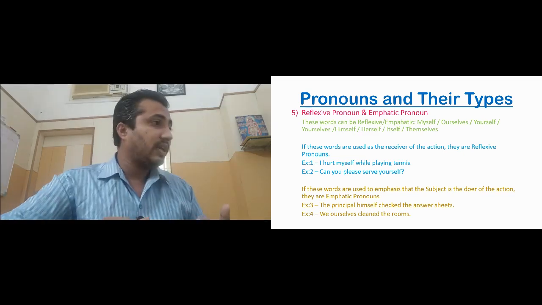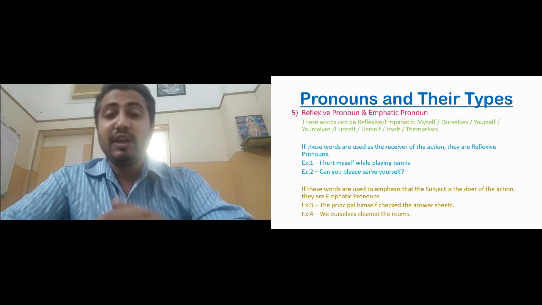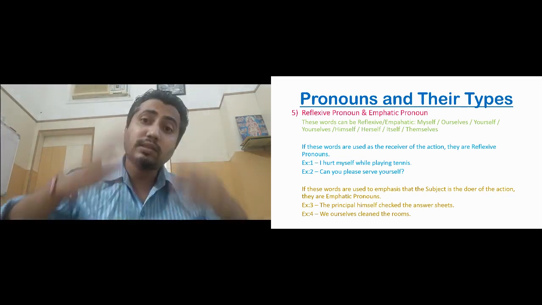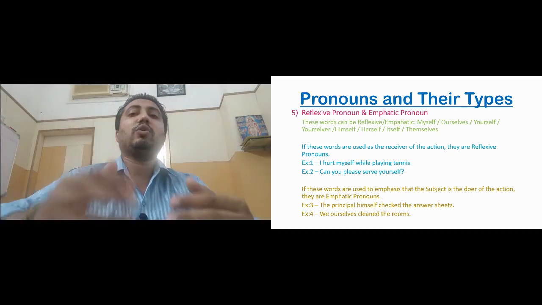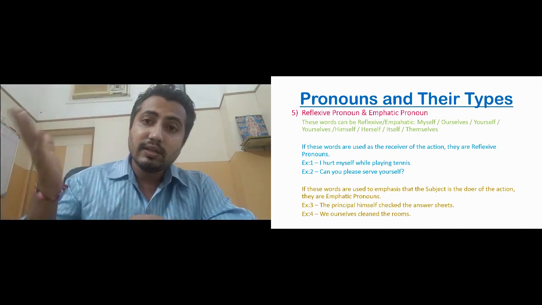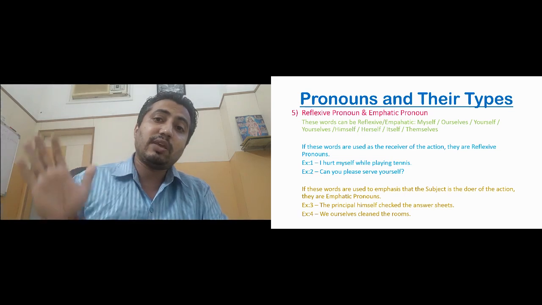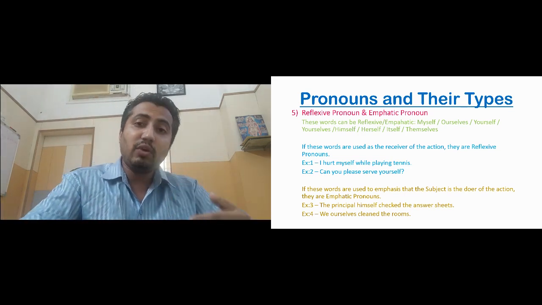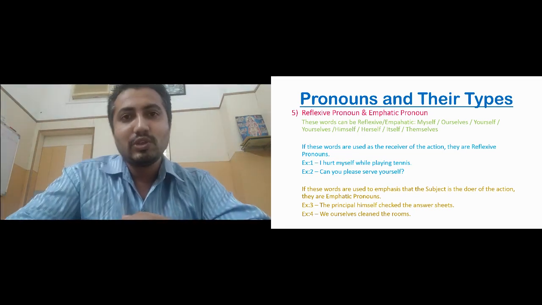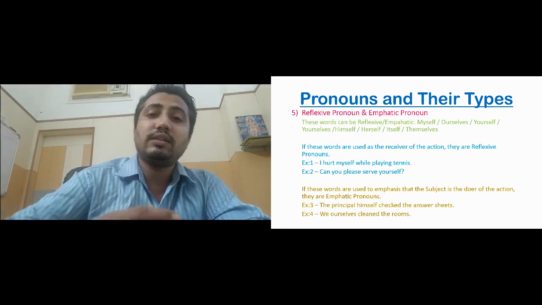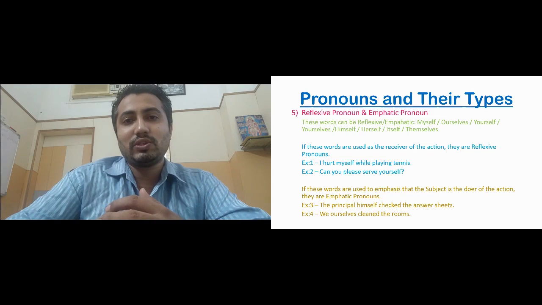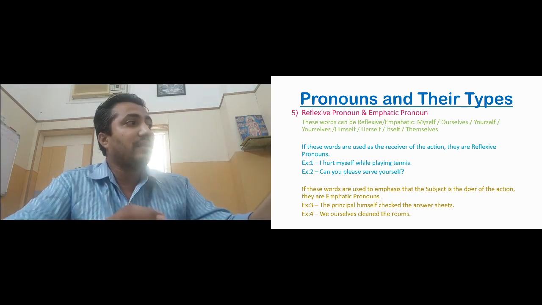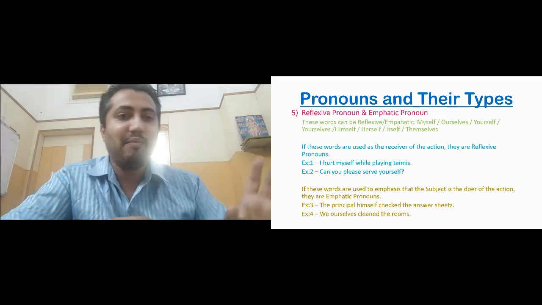Then example 4. We ourselves cleaned the rooms. We cleaned the rooms. We ourselves cleaned the room, meaning we cleaned the room ourselves. So here ourselves is emphasizing, giving more importance to the fact that we only have cleaned the rooms. So here ourselves is an emphatic pronoun. Okay students, this is the meaning of reflexive and emphatic pronouns.